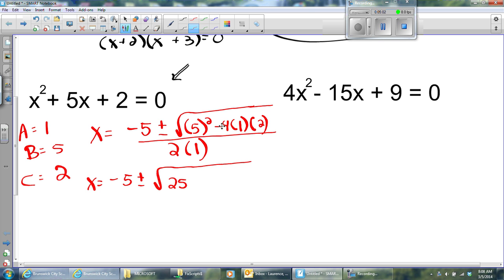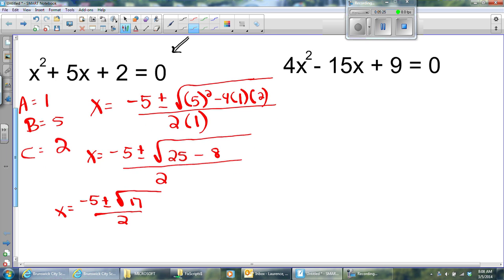Now I'm going to do negative 4 times 1 times 2. I believe that'll be negative 8. Okay, 2 times 1 is 2. And now I'm ready to simplify a little bit more. I'm going to have x equals negative 5, plus or minus the square root of 25 minus 8, which should be 17, over 2.